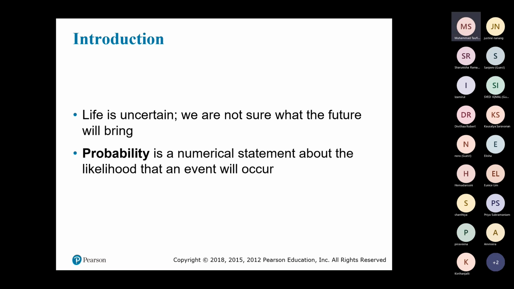So probability is a numerical statement about the likelihood that an event will occur. For example, when we say we are 80% certain that this is the correct value, it means that four out of five chances the value will be correct, and one out of five chances the value will be wrong. So that is what we call probability: the chances that things will occur according to our statement.